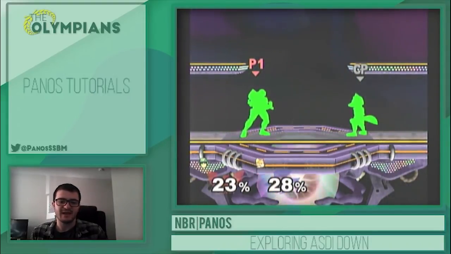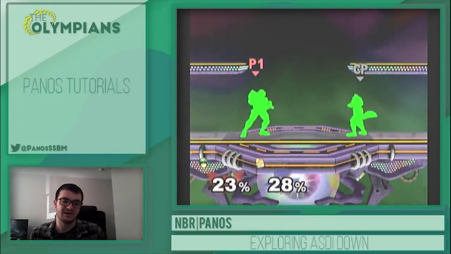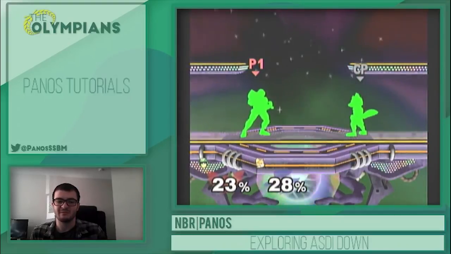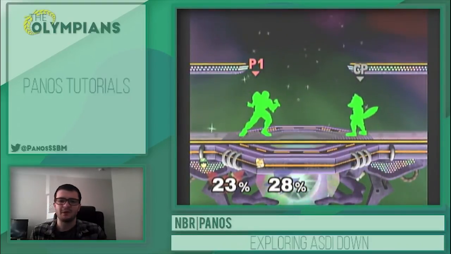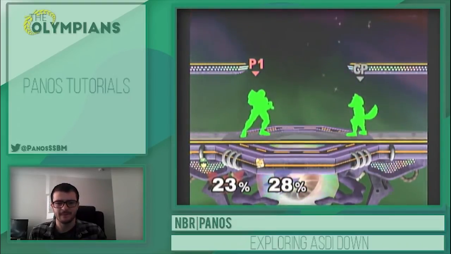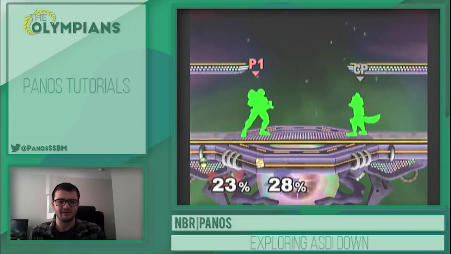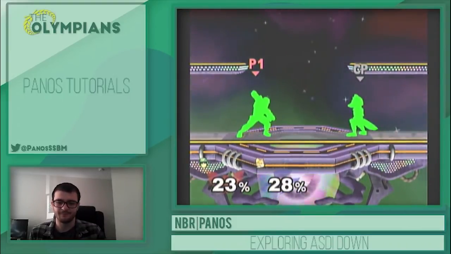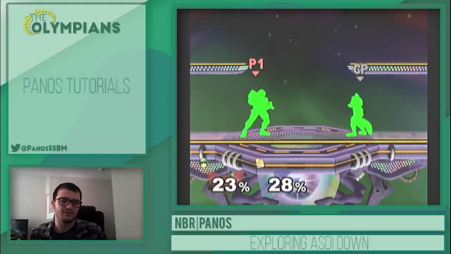So before we even get into the applications of ASDI Down, it's important we highlight the differences between crouch cancel and ASDI Down, because people get that mixed up quite a bit. I'm not going to go into the super technical specifics of each mechanic, as it's been covered at length already by Cardano in one of his videos. If you're interested in learning more about the two different mechanics, feel free to check that video out. But let's give a general overview.